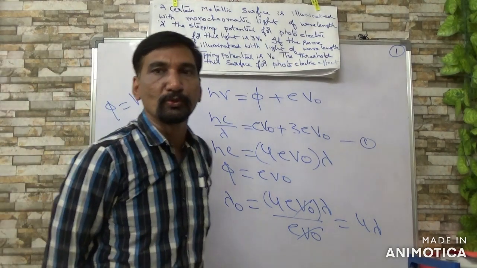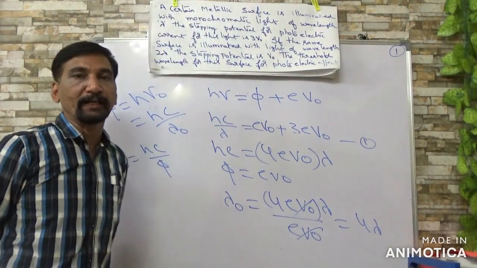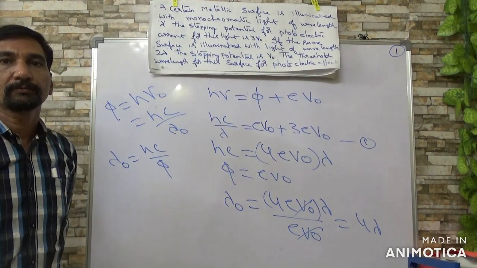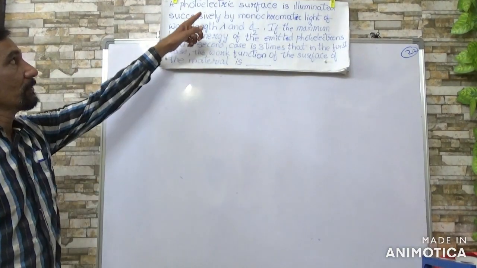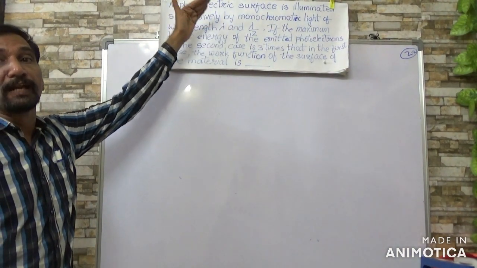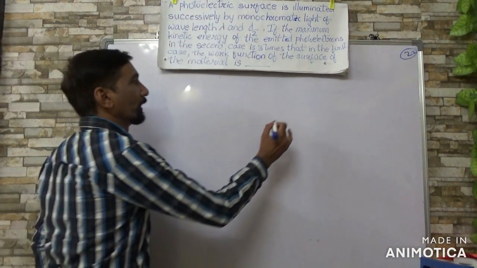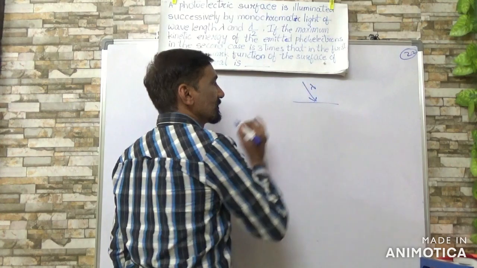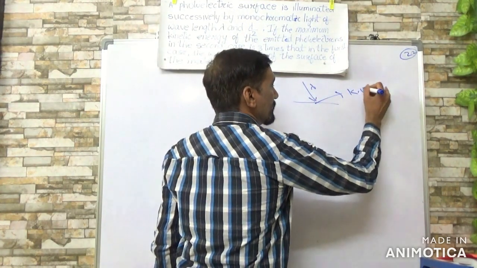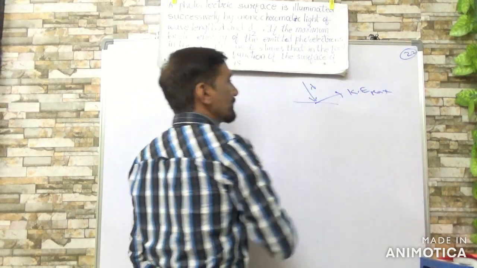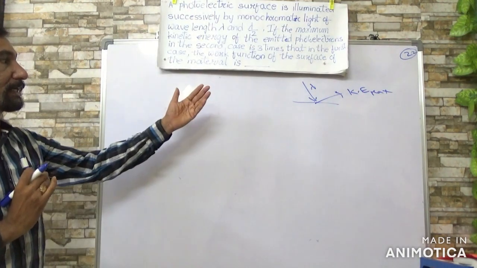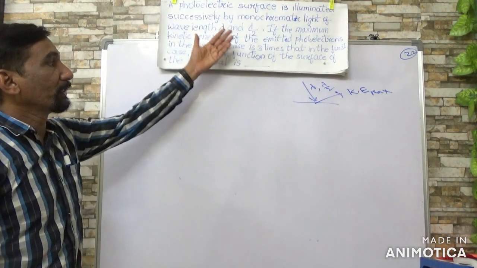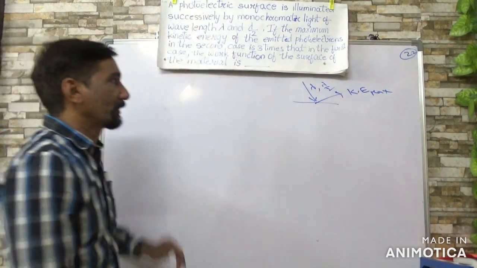For all problems you need to remember only one important point: h nu equals phi plus eV naught, otherwise kinetic energy. Now, see, light of wavelength lambda is made to be incident on a photoelectric surface in the first case. The corresponding kinetic energy emitted is say Ke maximum. In the second case it is emitted with lambda by 2, and the corresponding kinetic energy is 3 times the initial one, they are saying.